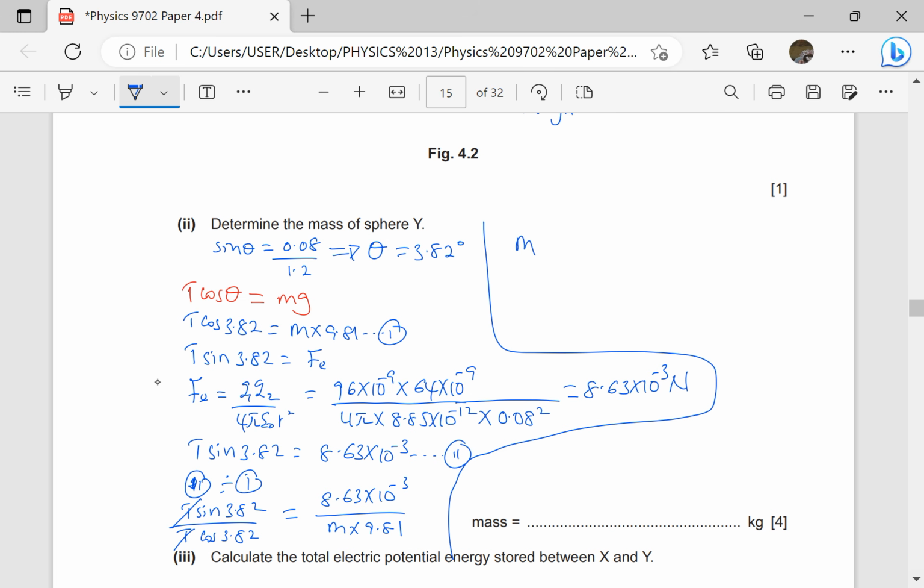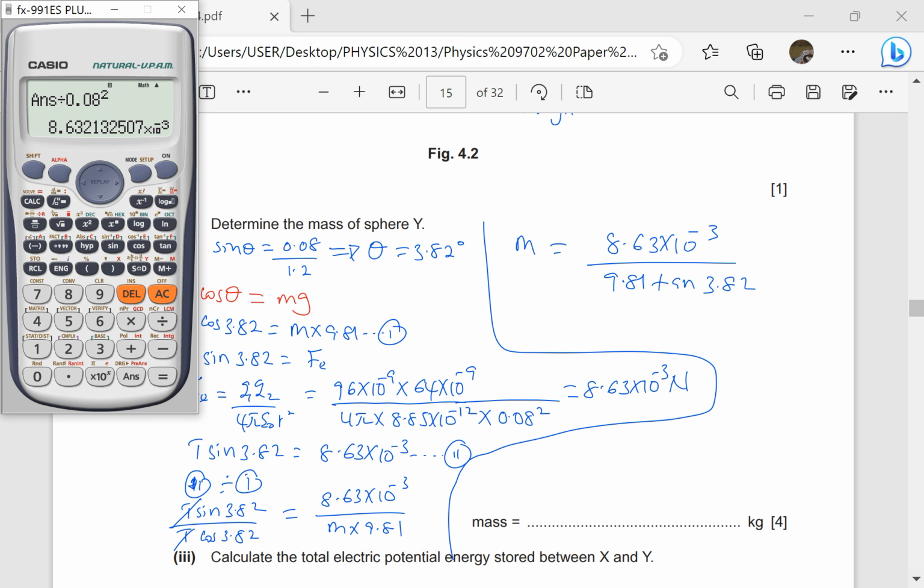So if I make m the subject, m is going to be 8.63 times 10 power negative 3 divided by, remember sine over cos is tan. If you're poor at math, you just press the calculator, there is no problem. So when I take tan down, this will be 9.81 tan of 3.82. You can cross multiply with your calculator if you are not good at math. But those good at math know that sine 3.82 over cos 3.82 is tan 3.82. So when I take it to the other side, it will be 9.81 times tan 3.82.